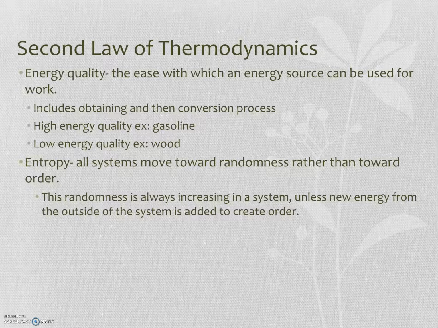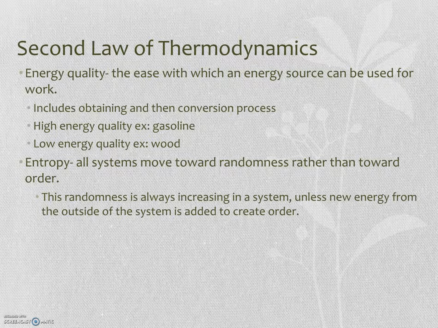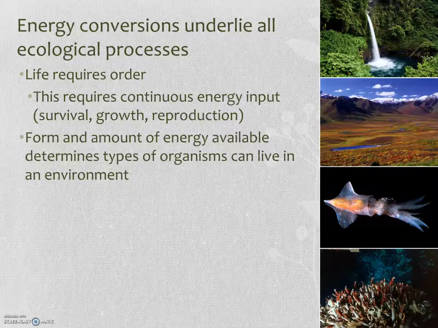Energy quality is the ease with which an energy source can be used for work. It includes obtaining and then the conversion process. High energy quality are things like gasoline, which have a lot of energy in them. Low energy quality is things like wood. It would be hard to have a wood-fired car. And then entropy: all systems move towards randomness rather than towards order. So the randomness is always increasing in the system unless new energy from the outside is added to create order.